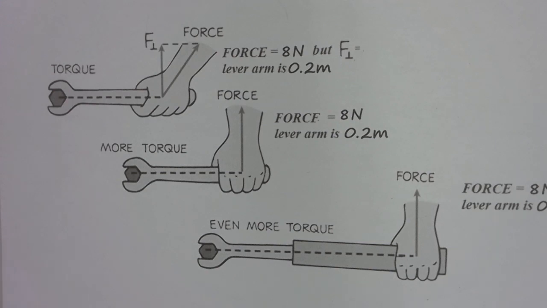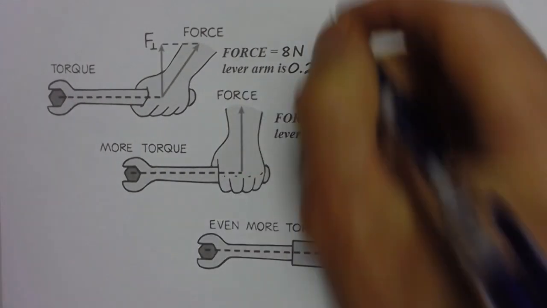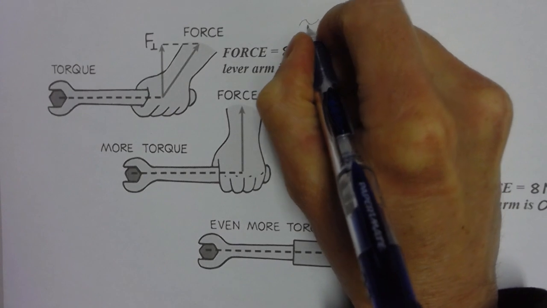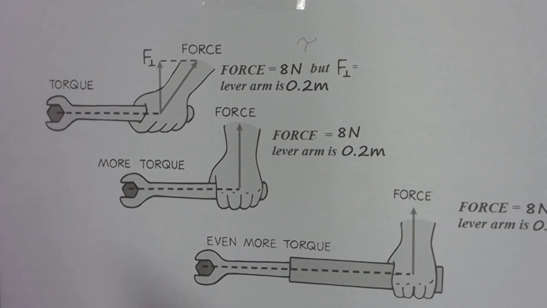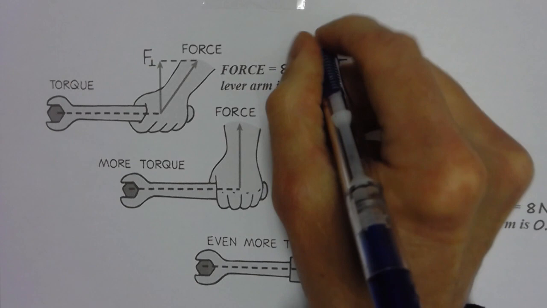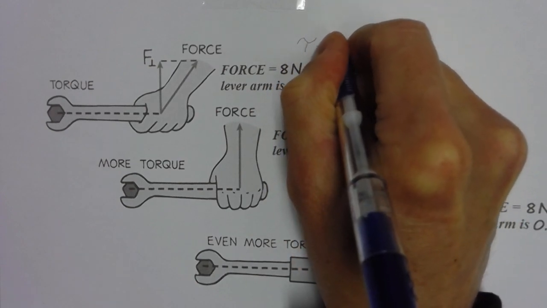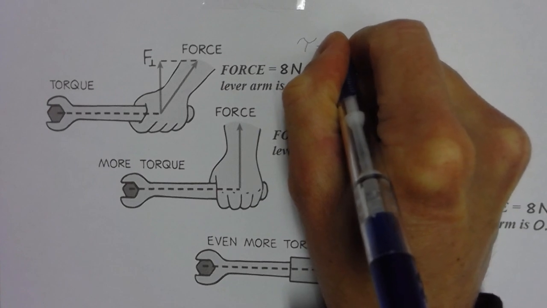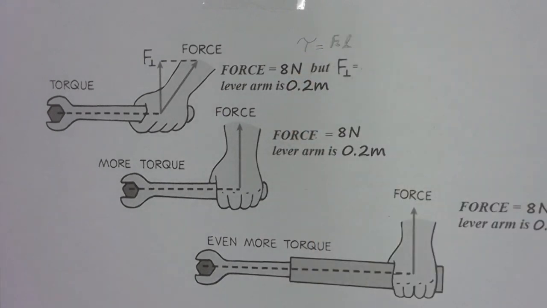Okay, let me show you how to do some torque problems. So from the reading and the videos previously, we know hopefully that torque, which is this curly T, it's a Greek letter tau, is equal to the force perpendicular times the lever arm, the distance to the axis of rotation.